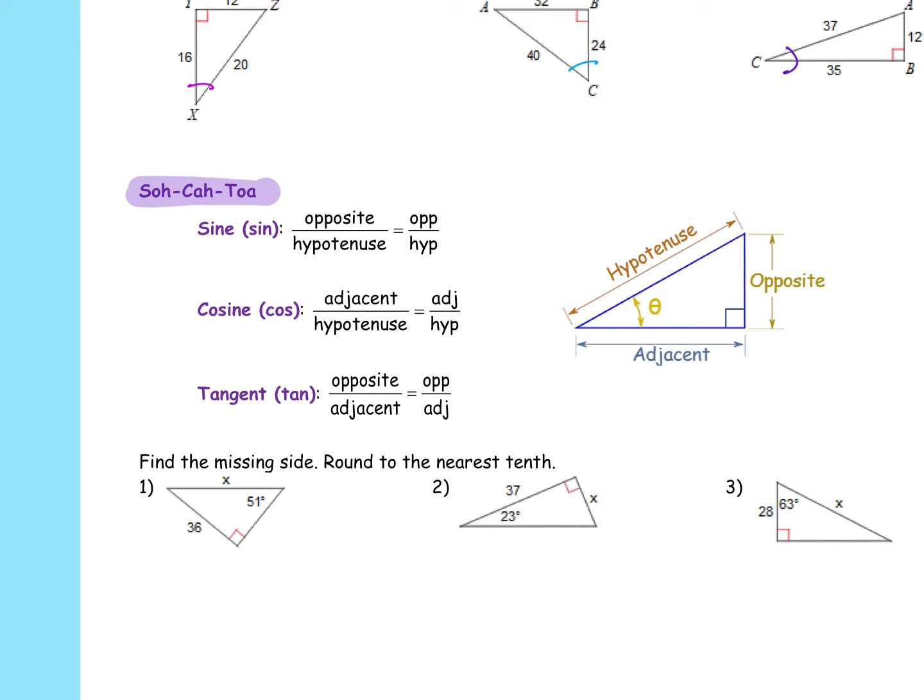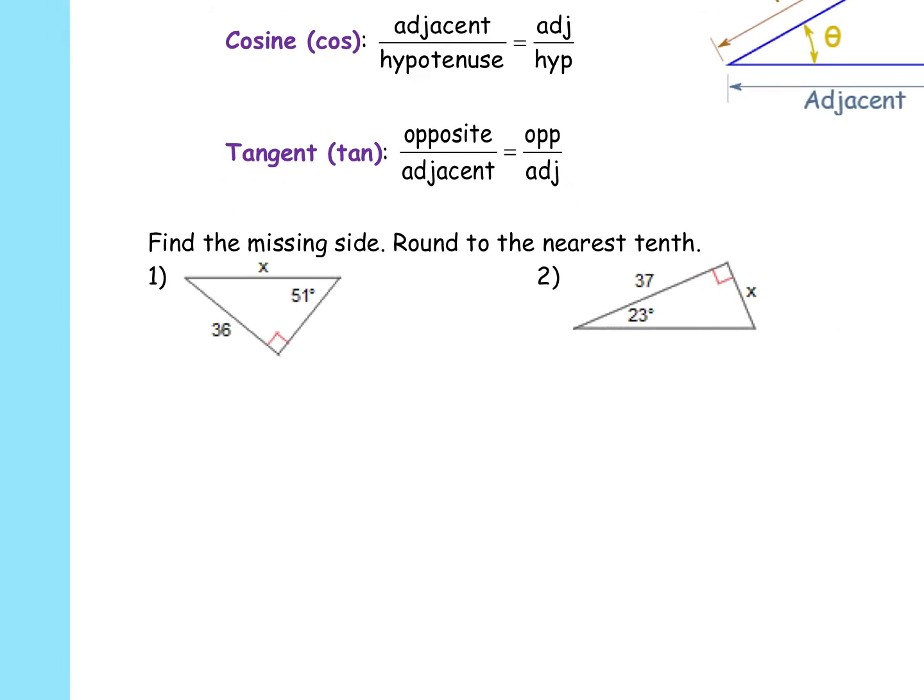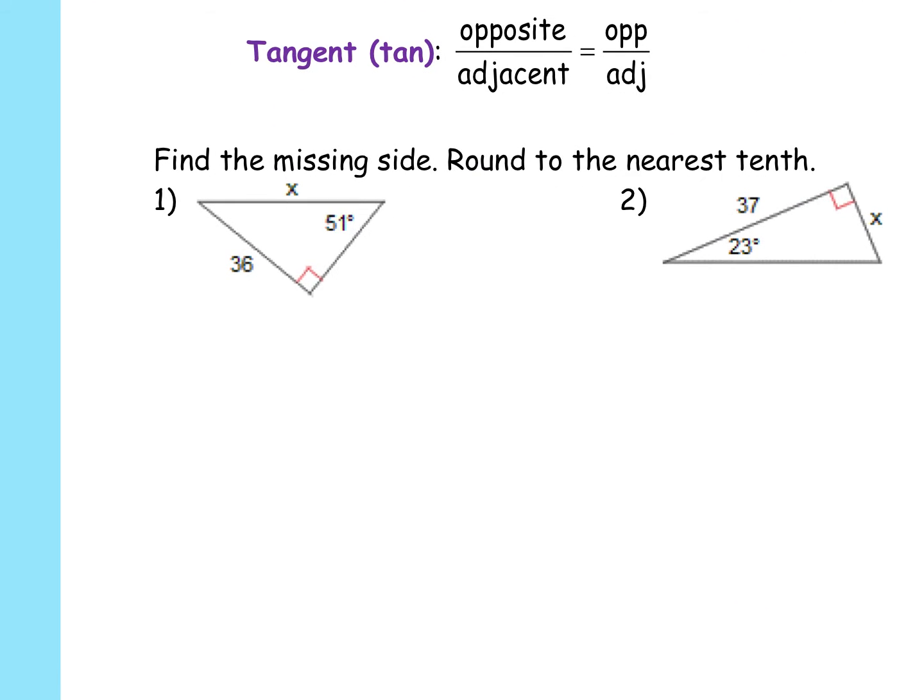Find the missing side, round to the nearest tenth. So we're rounding this time. Make sure your calculator is in degrees, whichever calculator you use. If you use Desmos, it's always in radians. You have to change it to degrees. So you have to change Desmos to degrees every time.